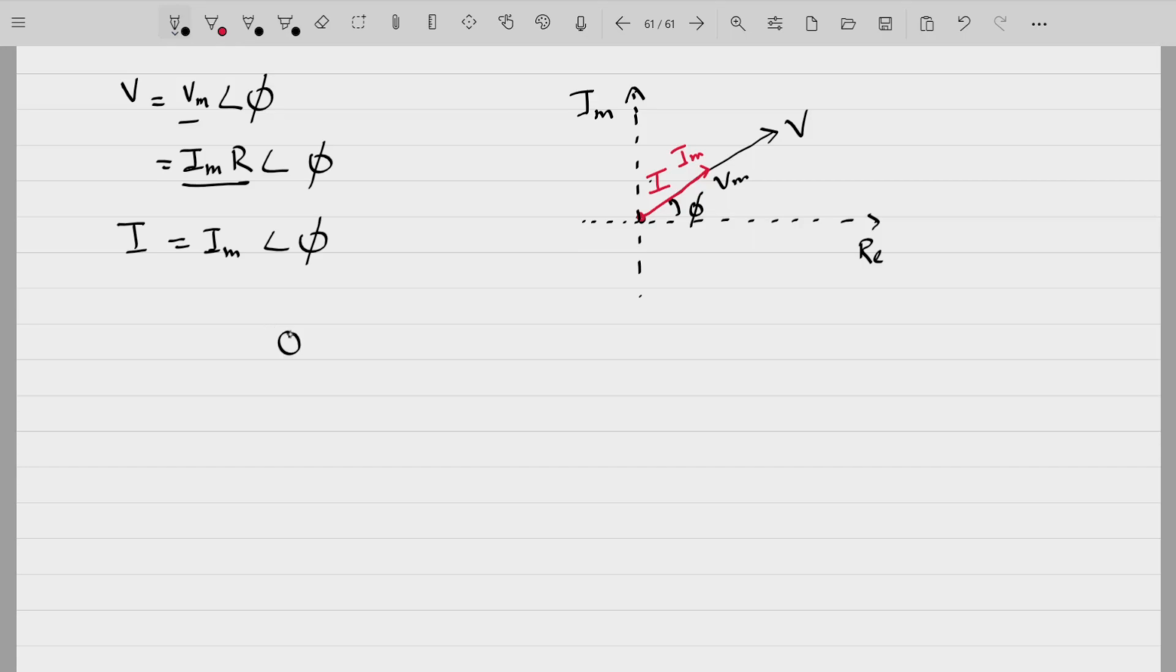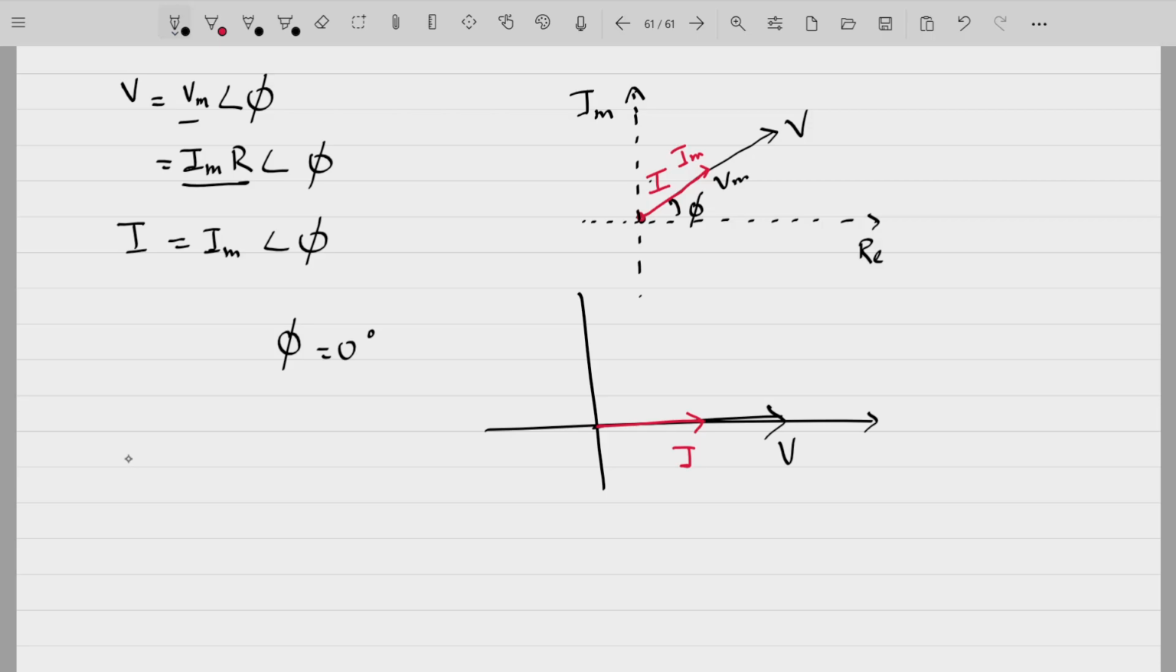So if phi were 0 degrees, you could have simply plotted Vm along 0, and I would also be along 0. So this is your phasor diagram for a simple resistive circuit. They can be at any angle phi, but the thing is, in whichever direction V is, I will be in the same direction for a resistive circuit. So between V and I the angle is 0.